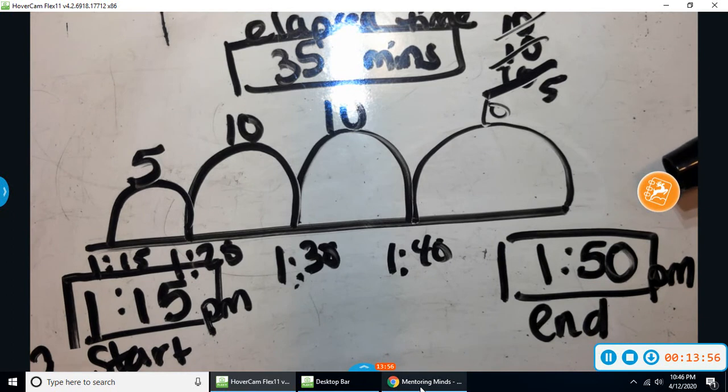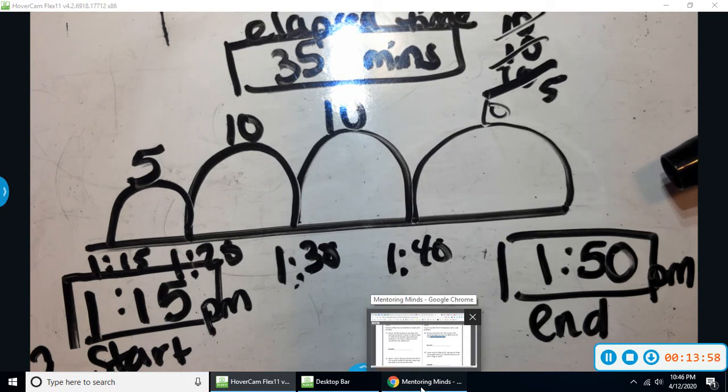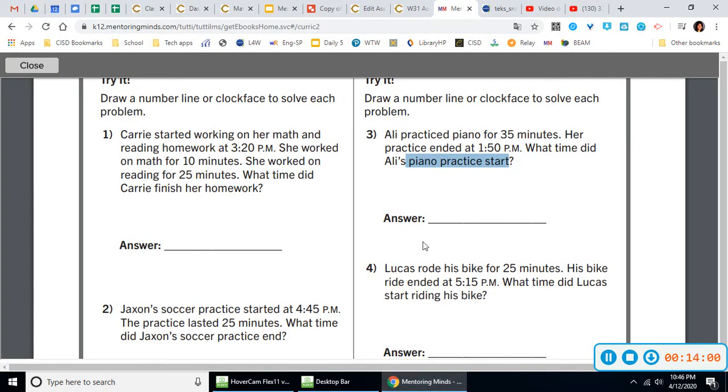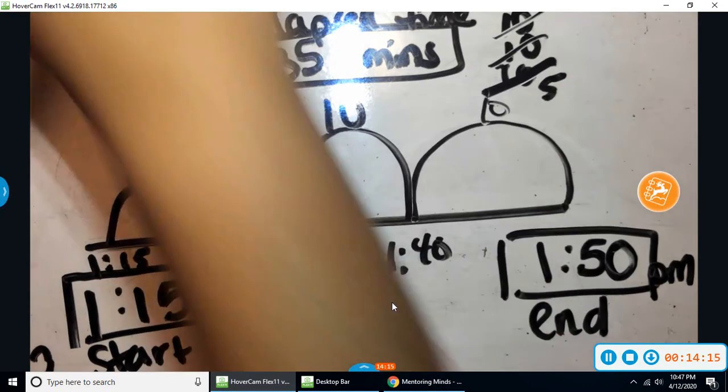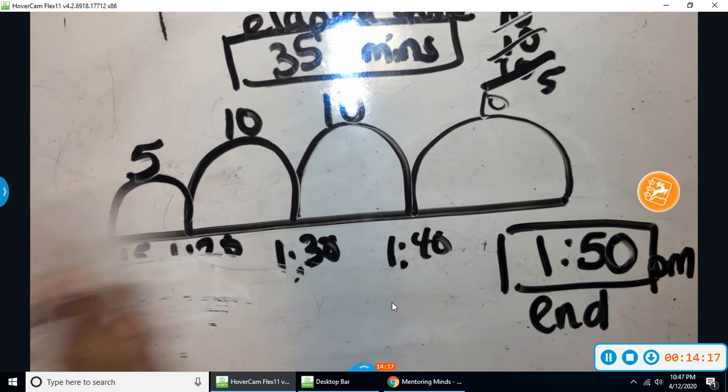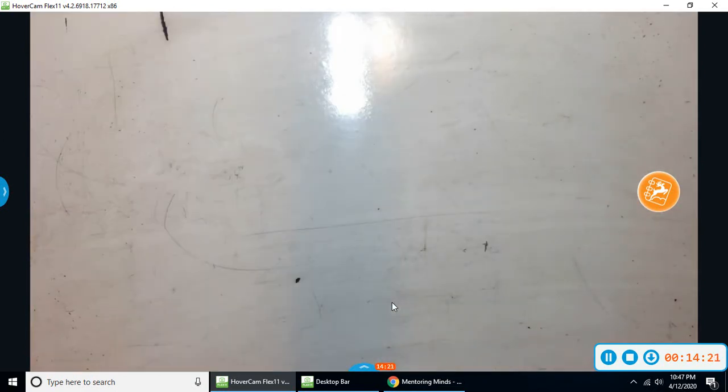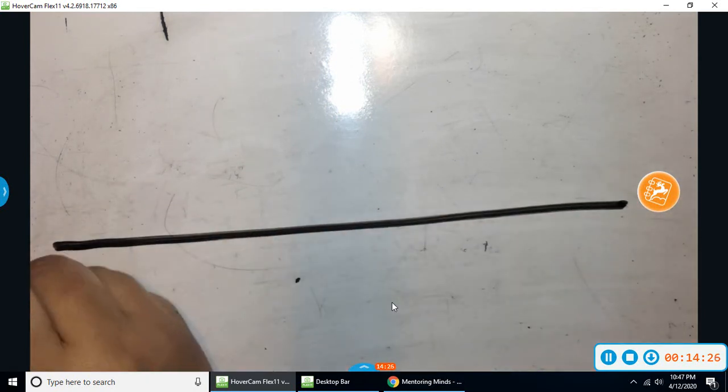Pause at any time that you need. And then the last one. Okay. Lucas rode his bike for 25 minutes. His bike ride ended at 5:15 p.m. What time did Lucas start riding his bike? Okay, so I'm going to go ahead and erase it. At this point you should know, what are the 3 components? I have a start time.